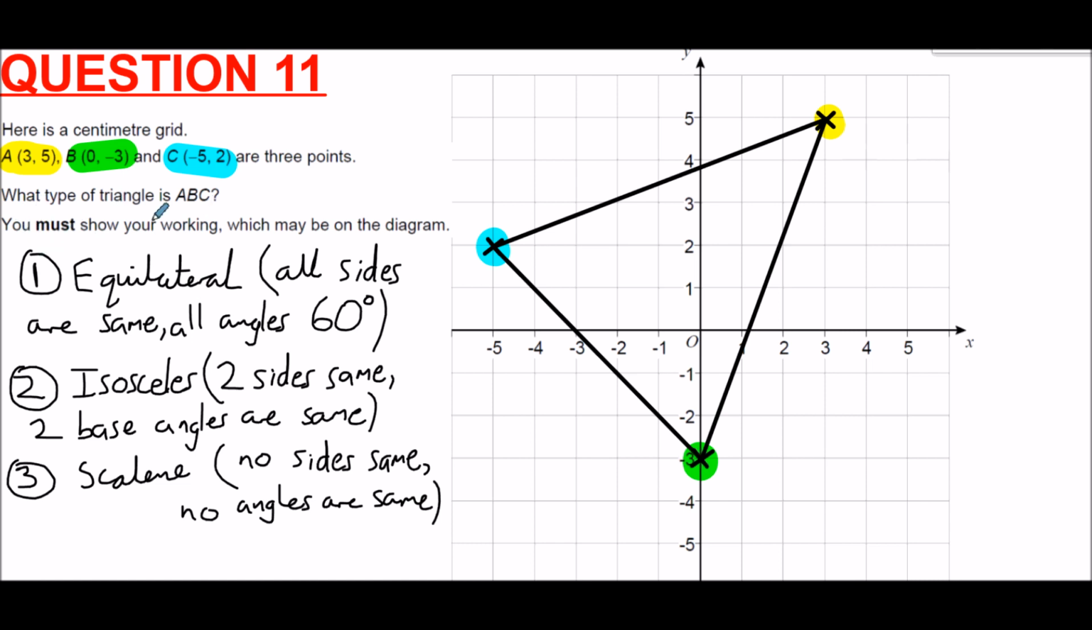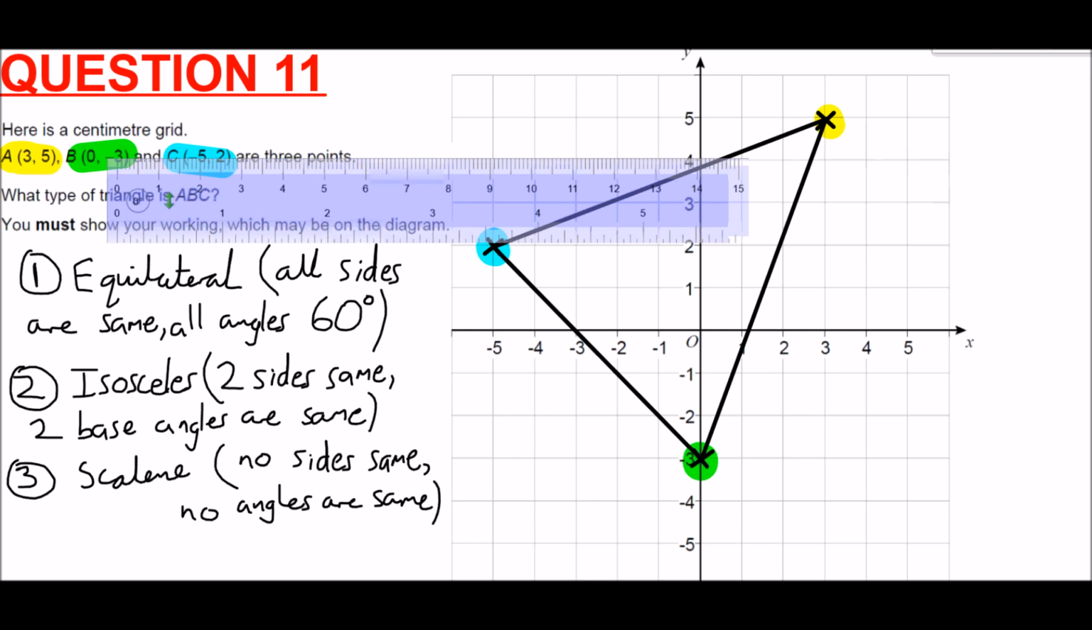So it says, which type of triangle is ABC? There's a couple of ways we can do this. We can just see how long each side is, if you'd like. Also as well, an isosceles triangle has 1 line of symmetry. It's definitely not equilateral, I hope you can see, because that side is definitely shorter than the other 2. But if you're in doubt, the best thing I'd suggest is to get a ruler and measure.